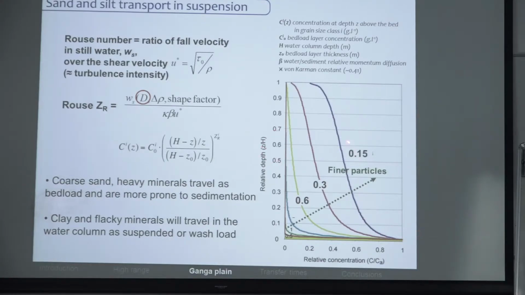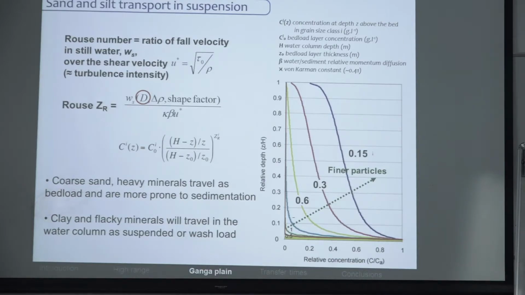And when the Rouse number is low, you tend to have almost homogeneous, uniform concentration over the water column, just because it's so turbulent that no concentration gradient is possible due to the settling of the particles. So for large particles, the Rouse number will be high, and most of the material will be concentrated in the bottom, and for fine particles, it will be mostly uniformly distributed.